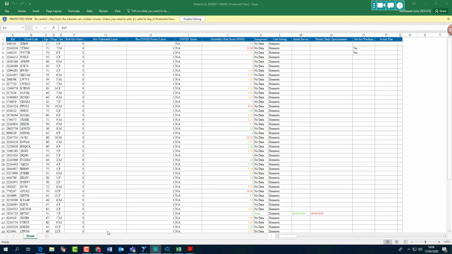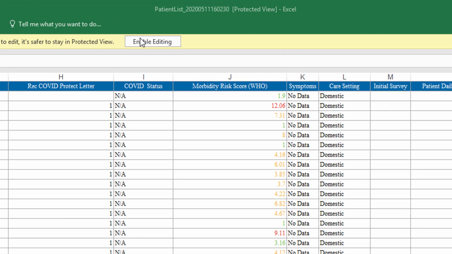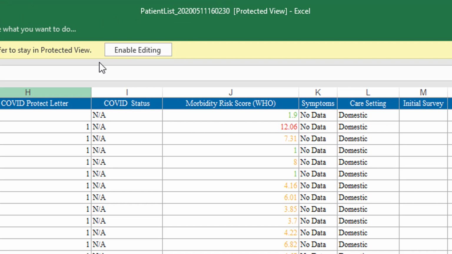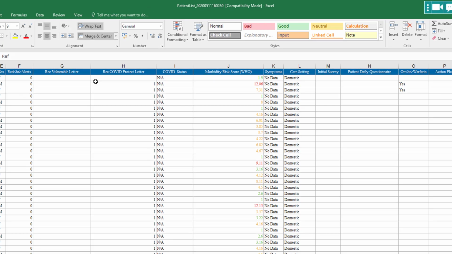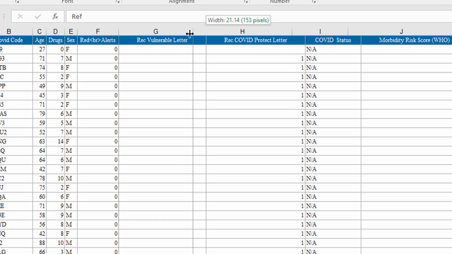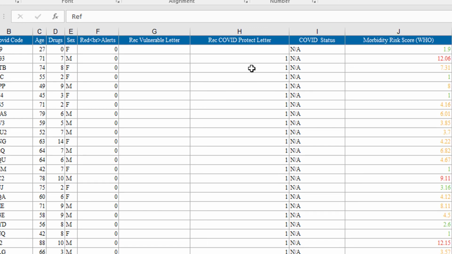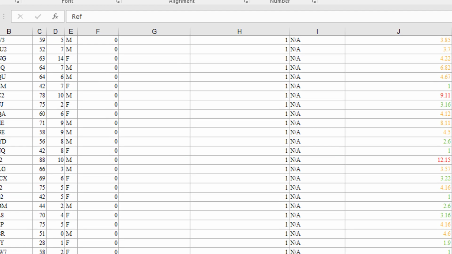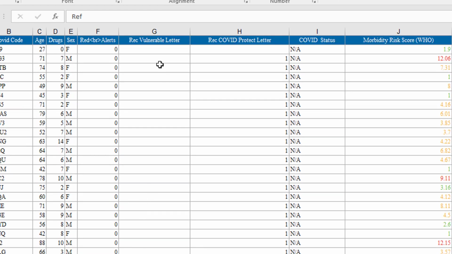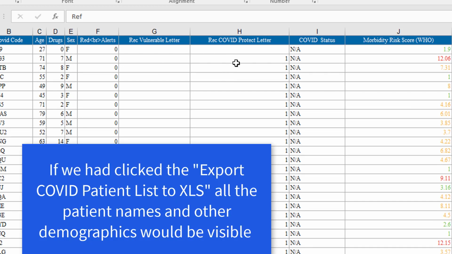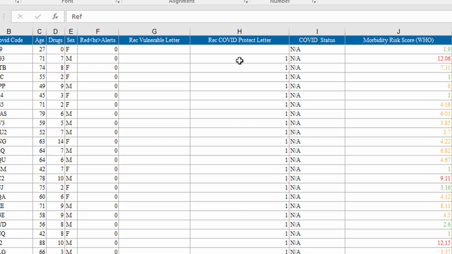So once you've exported your patient list, you can enable editing, you can get rid of columns, you can minimise it, print it out, and as you can see, this list has got, nobody's had the vulnerable letter from the government, but we've sent out 56 letters or contacted 56 patients about COVID Protect as to whether they need to be shielding or self-isolating. So we've only got one patient.